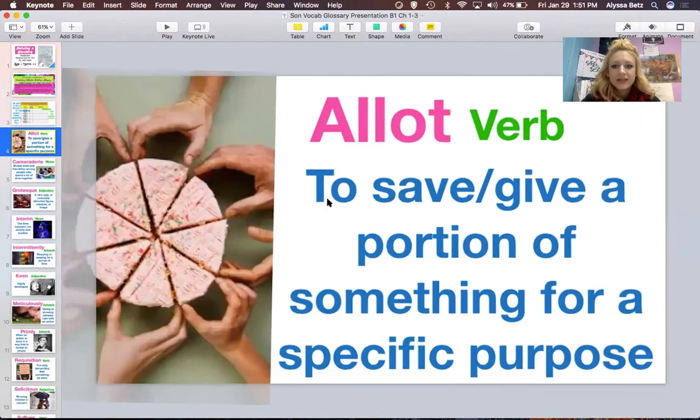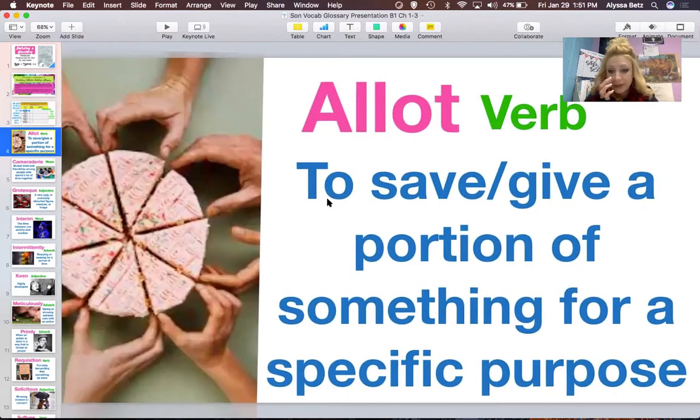All right, our first vocabulary word is allot. If you allot something, it's a verb, an action word. If you allot something, that means you're saving a portion of it or giving a portion of it to someone for a specific or particular purpose. For example, if you have a cake and you're going to have 8 people at your party, you're not just going to cut it up willy-nilly and hand people chunks of it. You're going to allot or save portions that are equal for each person.